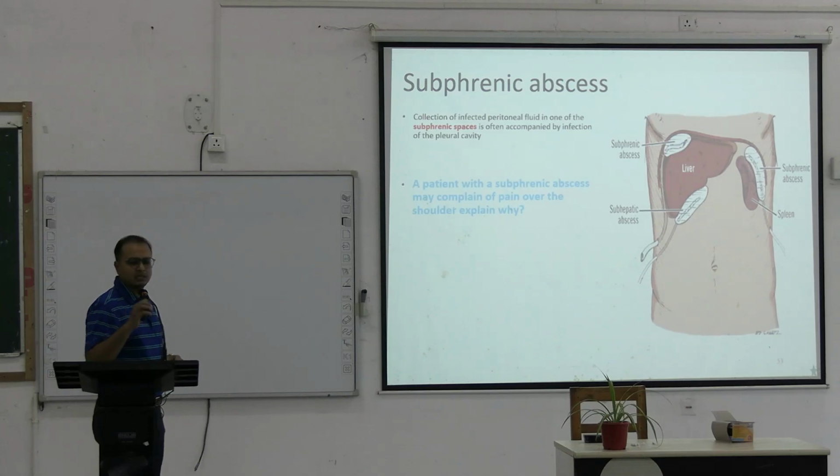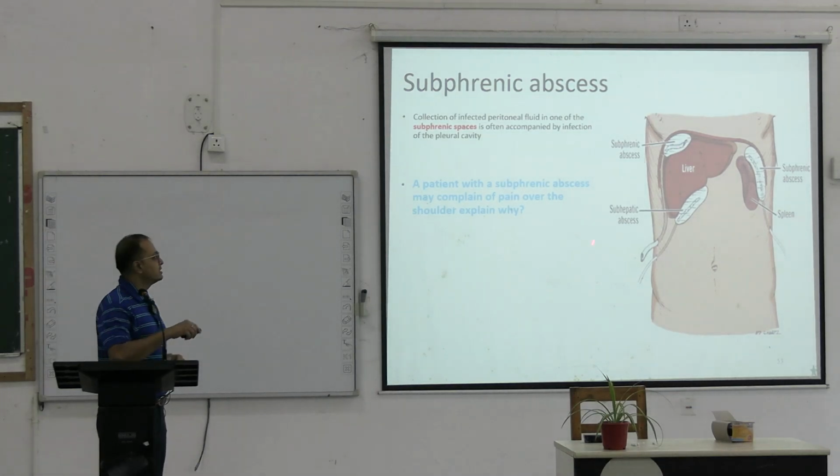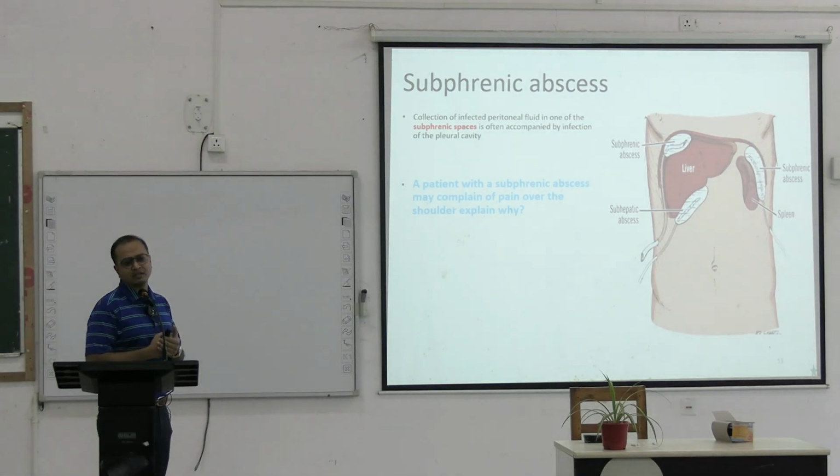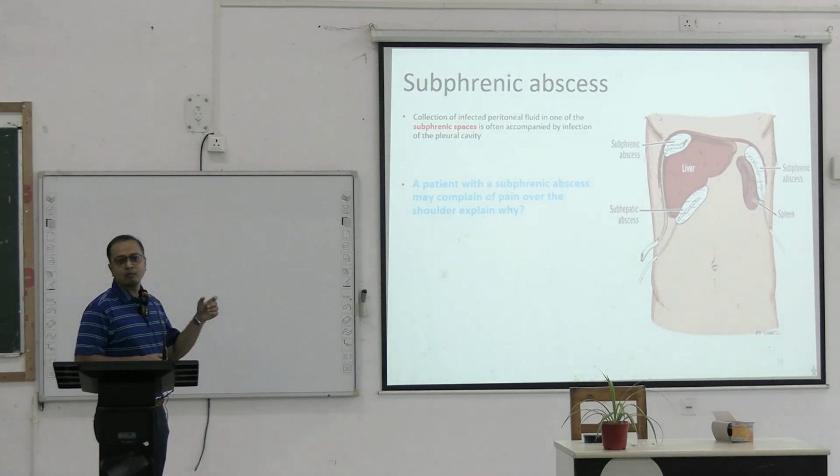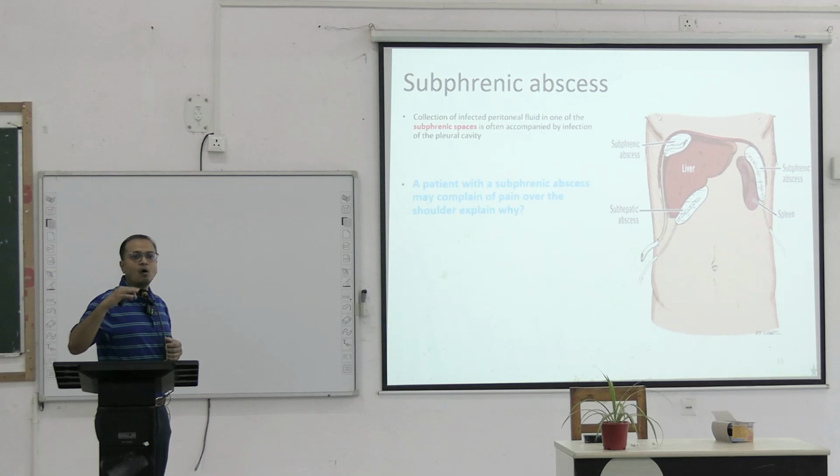Many a time we see these patients, because the abdomen has large capacity. The patients may not come with problems like abdominal pain, etc. They may be presenting with irritation of the diaphragm, which can come with a problem at the tip of the shoulder or hiccups.